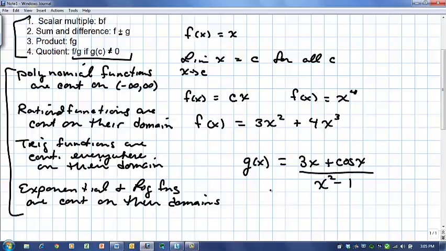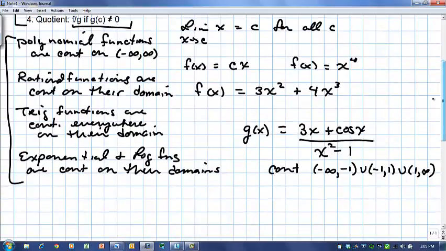So therefore that means that this function is continuous everywhere except at 1 and negative 1. So that would mean it's continuous from negative infinity to negative 1, and then from negative 1 to 1, and then from positive 1 to infinity. So in other words, we're only excluding the values negative 1 and 1 from these intervals of continuity. Right? So another way of saying that is this function is continuous everywhere except at negative 1 and 1.